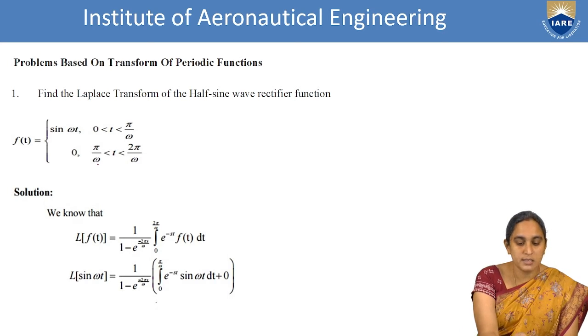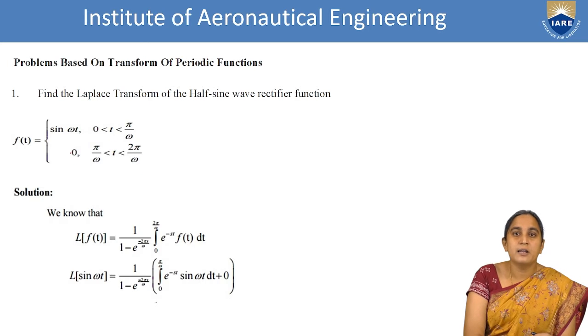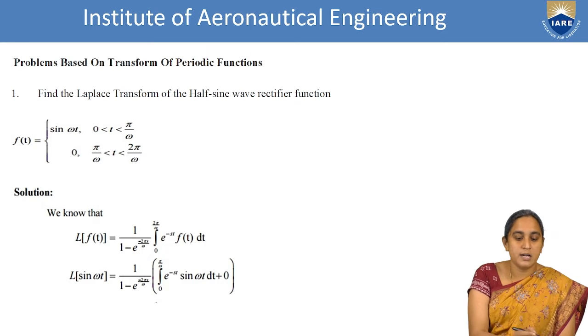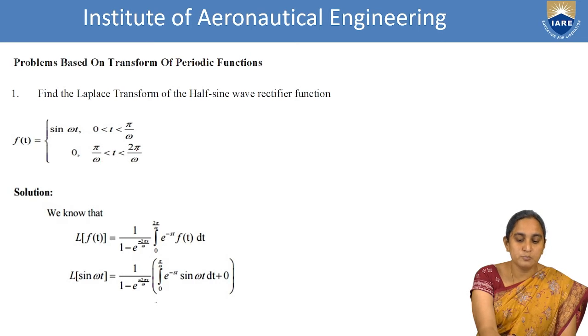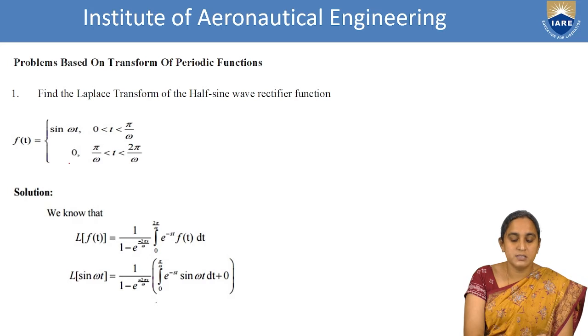Okay, and next, if the interval is between π/ω < t < 2π/ω, for that case the value is equal to 0. What is given in function form? f(t) is sin ωt between 0 and π/ω, and between π/ω and 2π/ω the function is 0.